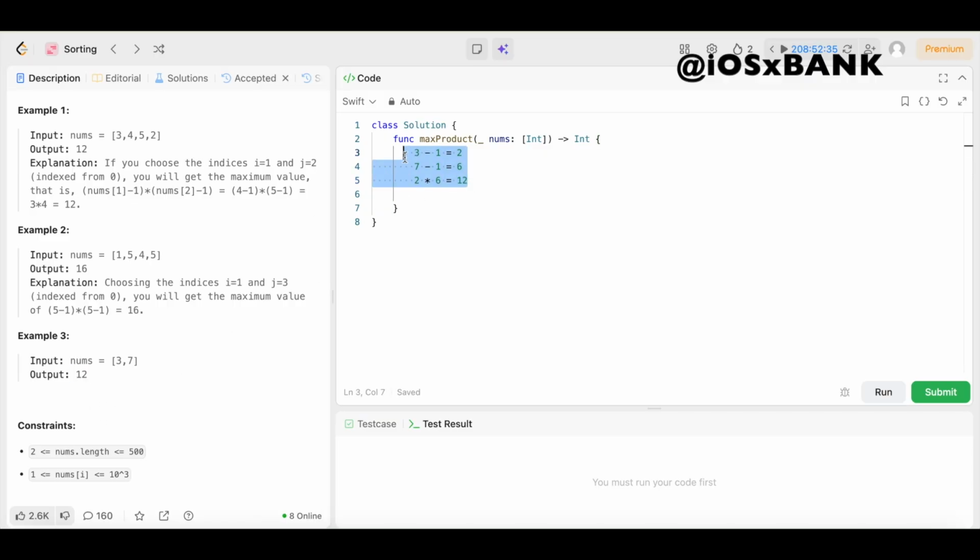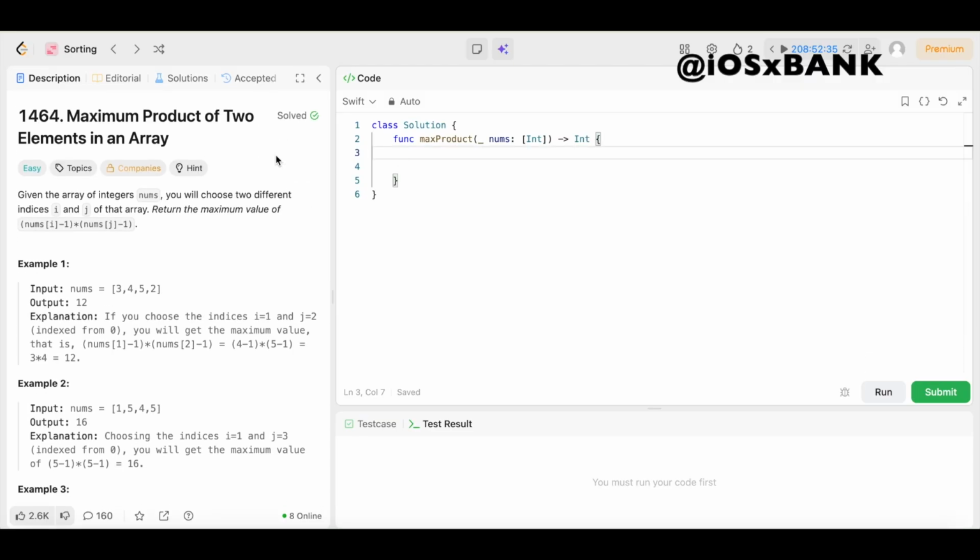And now that we understand the question, let's get into the fun part, the actual solution. The solution is not that difficult at all. First thing we need to do is create a constant to store the number of elements in the array. So we'll say let n equal nums.count. Then we need to sort the array in ascending order. So we're going to say let sort equal nums.sorted. Then the largest two numbers are now at the end of the sorted array. Subtract 1 from each of them as required by the problem, then multiply the results together.